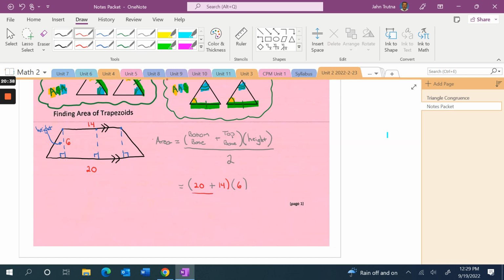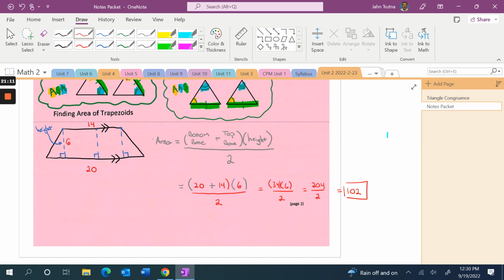So let's go ahead and work this out following the order of operations. I'm going to go 20 plus 14, which is 34. So I'm going to multiply 34 with 6, and then divide it all by 2. Multiplying 34 with 6, that's 204. And then I'm going to divide 204 by 2. So that would give me an area of 102 for this trapezoid.